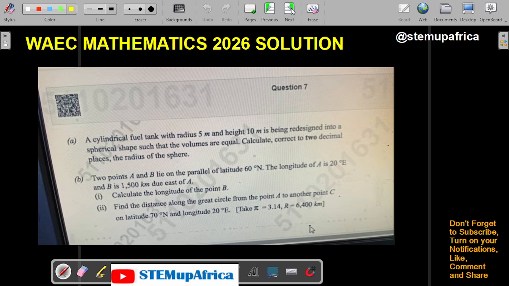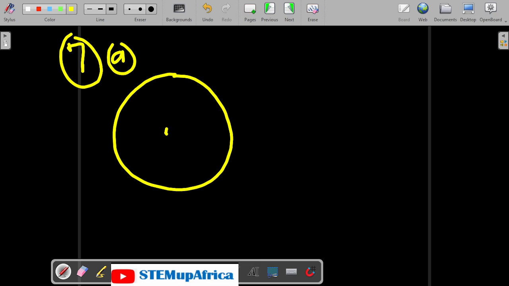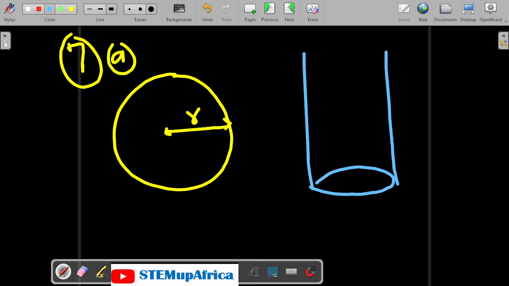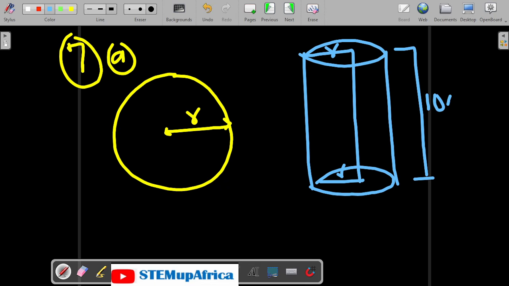So question 7, solution. Let's say this is the sphere. We don't know the radius, and that's what we're looking for. And let's say this is the cylinder. We have a base radius, r here and r here. And the height of the cylinder from the question is 10 meters, and the radius is 5 meters. So the volume of the cylinder is the same as the volume of the sphere. So both of them are equal in volume.